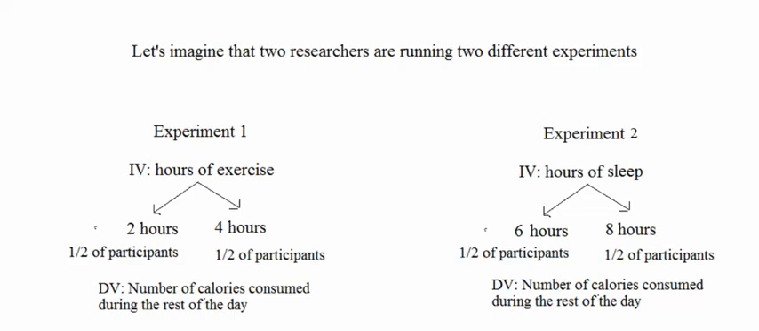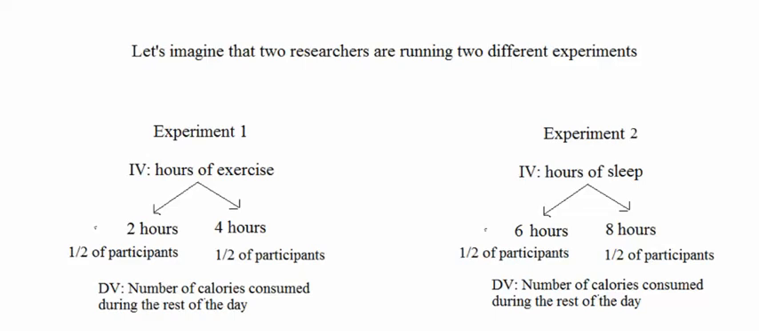It turns out that there actually is, and you could combine these two experiments into a factorial design with two independent variables. So instead of doing these two separate experiments, a researcher could do one experiment to test the effect of hours of exercise and hours of sleep on calorie consumption. And that would be a factorial design. And there are actually more advantages to doing it that way, other than it just being more efficient and faster.